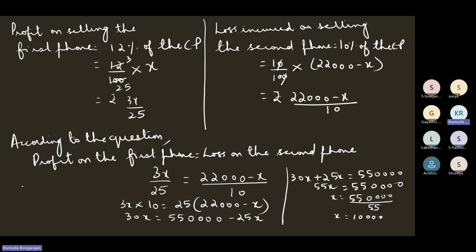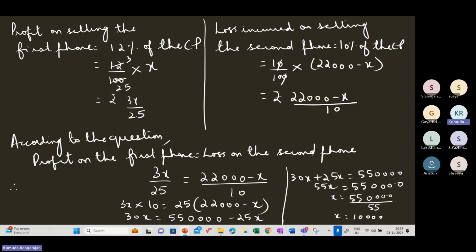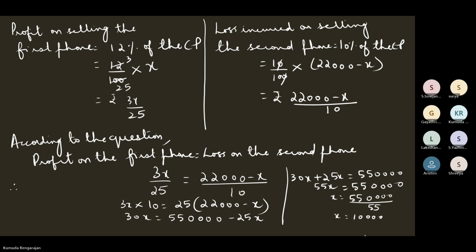You need to finish your answer like this. Therefore, CP of the first phone is equal to 10,000, because X is 10,000. Then CP of the second phone is 22,000 minus X, so 22,000 minus 10,000, which is 12,000.